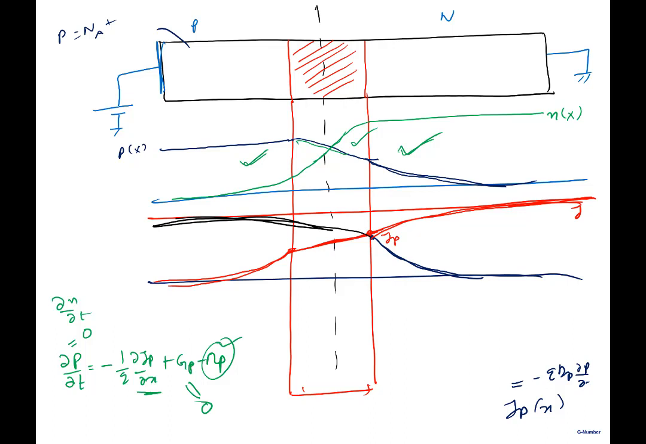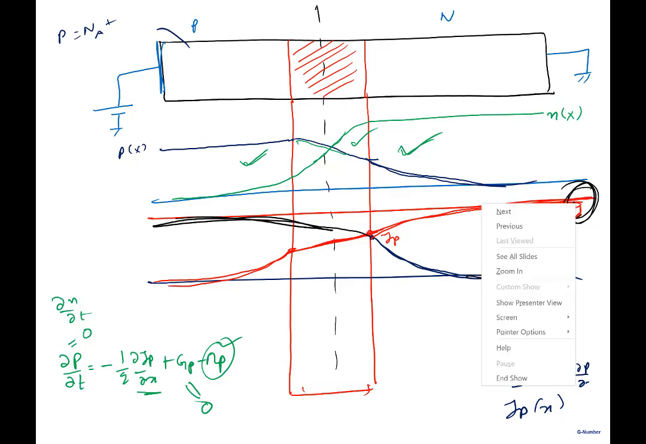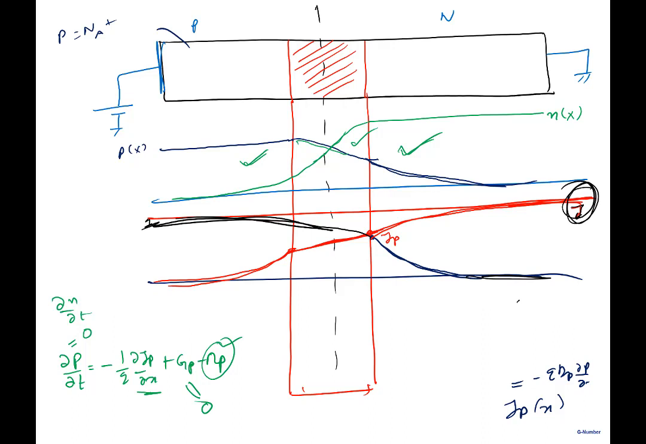So far away, the current is what? Purely electron current and purely drift current. Here, the current is purely electron current because there is no hole diffusion. And here, because P is not varying with X, N is also not varying with X. The current is purely drift current at this particular point here. Purely electron drift current.